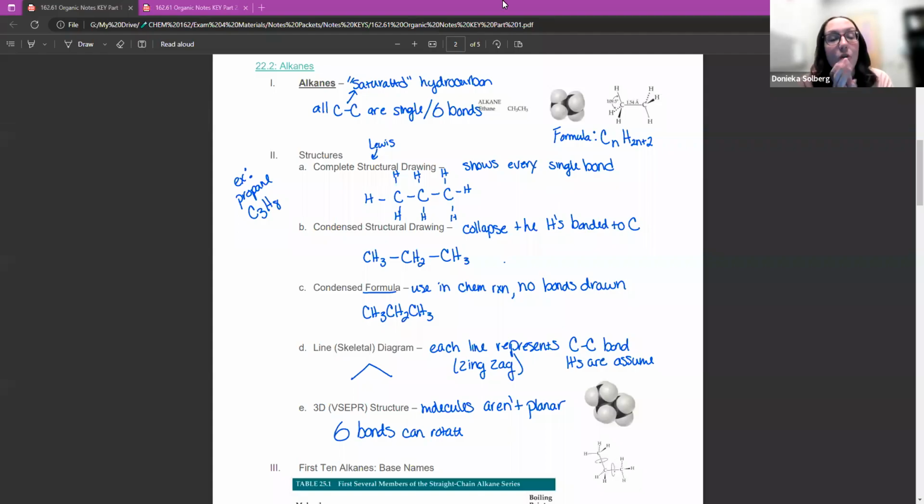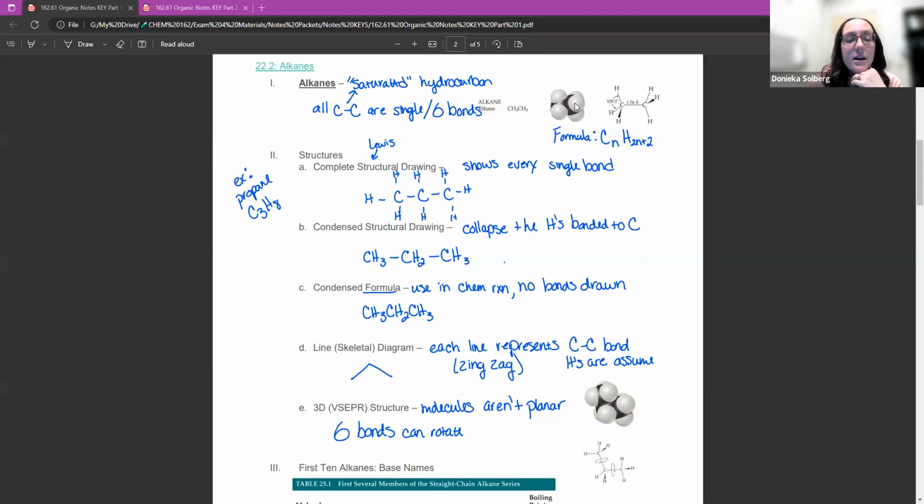This video is just going to focus specifically on alkanes. If you remember, alkanes are also known as saturated hydrocarbons, meaning they all have single bonds and you have as many hydrogens as possible on that molecule. So all carbon-carbons are single bonds, or sigma bonds. If you remember sigma and pi bonds from 161, they're all sigma bonds, meaning they're just sharing 2 electrons. So the formula for any alkane, not cycloalkane, any alkane, is going to be CnH2n+2.